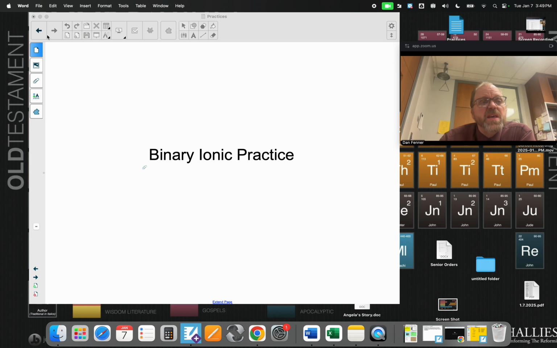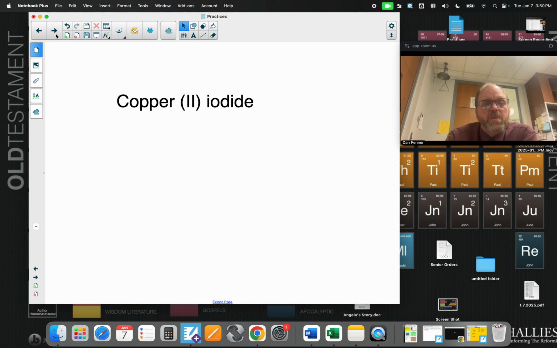All right. Okay, so let's work through a couple to make sure we understand what we're doing. So we've got copper(II) iodide. What's the symbol for copper? That's Cu. Iodide is iodine. That's I.